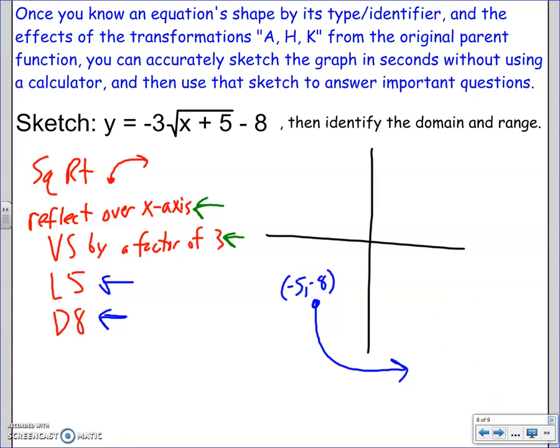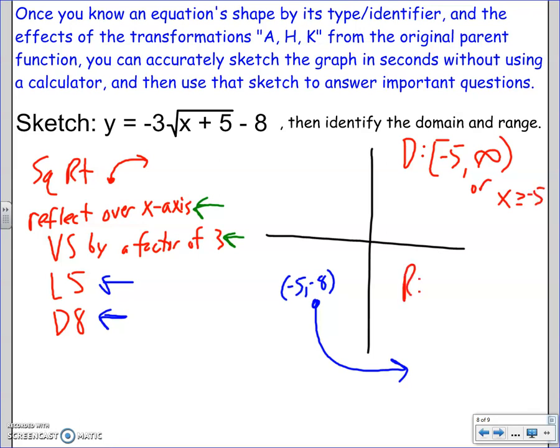I'm done with my picture. Now I can answer important questions. Let's do domain. Domain says how far left, how far right. It goes all the way to -5, closed. How far right? It goes forever. We could also say x is greater than or equal to -5.